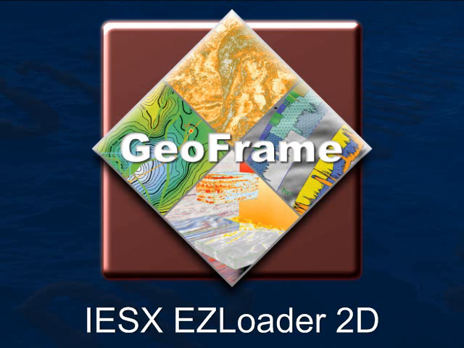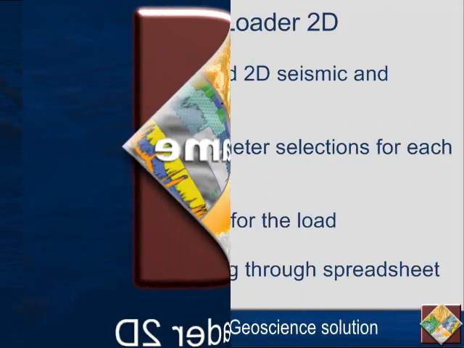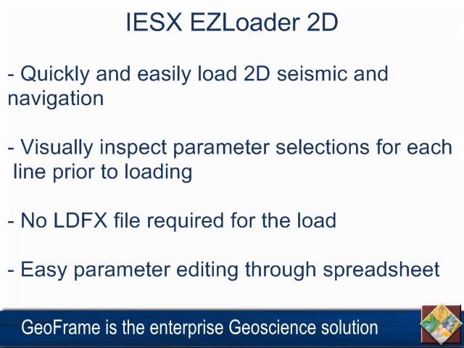A new IESX 2D SegY seismic spreadsheet loader has been introduced in GeoFrame 2012. This loader allows you to quickly and easily load 2D seismic and navigation to your project. The spreadsheet form allows you to visually inspect parameter selections for each line prior to loading.